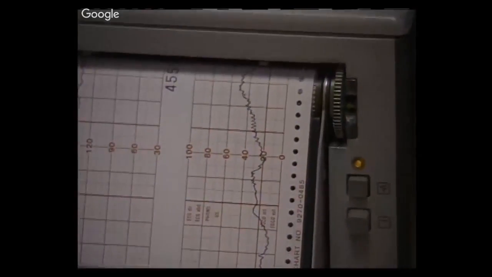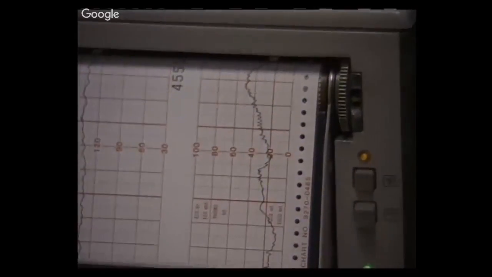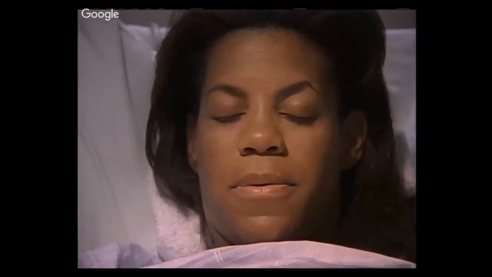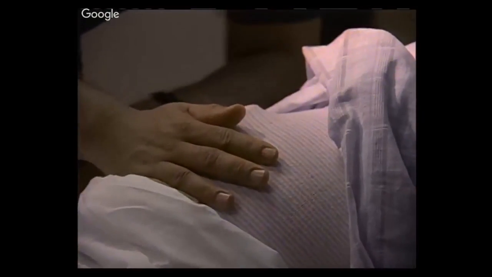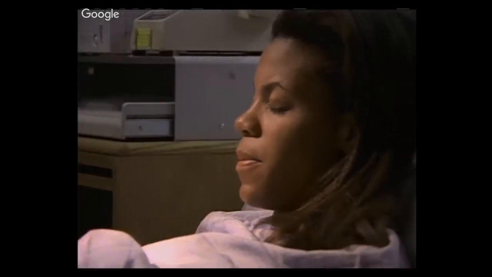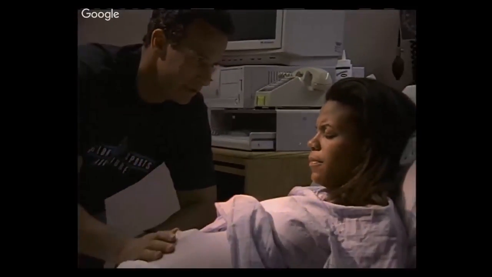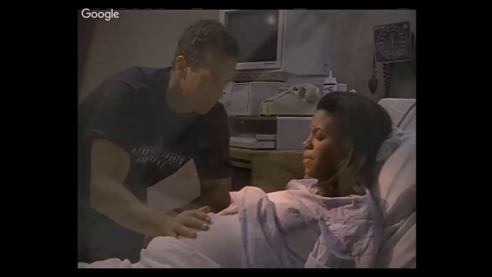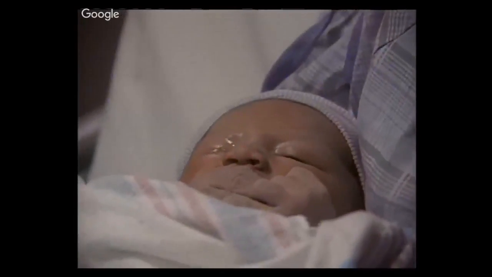Now, 18 hours into labor, the baby's condition is carefully monitored, and Karen's endurance is put to the test. Contraction begins. Right? Here it comes. Deep breath. Breathe out. One more, come on. Stay with it. One more step.